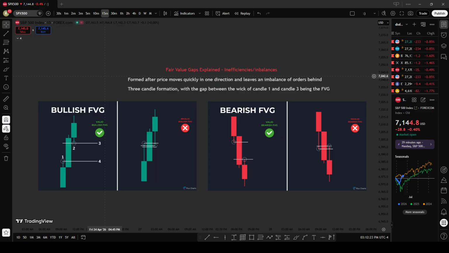So fair value gaps are powerful because price moves so fast that it doesn't trade efficiently through that area, and because of that, price often comes back to fill that gap later.